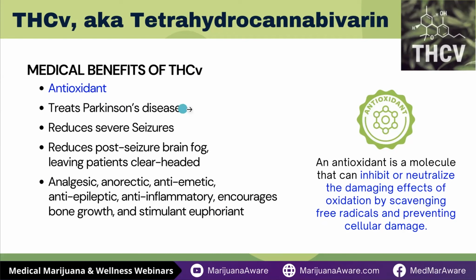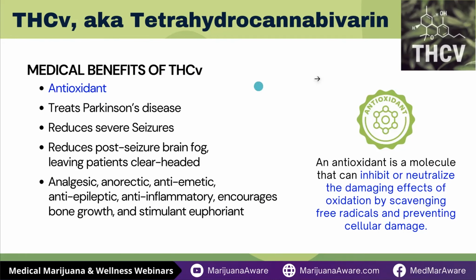So THCV can also help with treating Parkinson's, again, reducing severe seizures. It can also help reduce that brain fog that some seizure disorder patients may have after they have a seizure. And then again, analgesic, antiemetic effects, anti-epileptic, anti-inflammatory. The anorexic means that it's going to promote appetite. Right. And then THCV is a very important cannabinoid you should take a look at if you are trying to address any of those particular conditions.